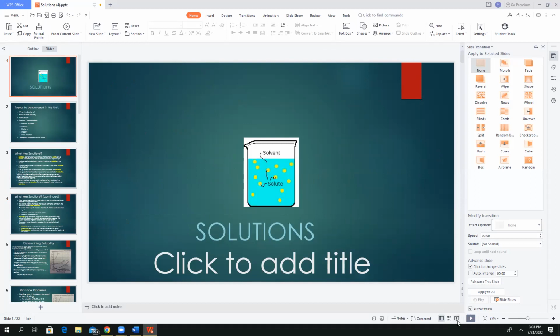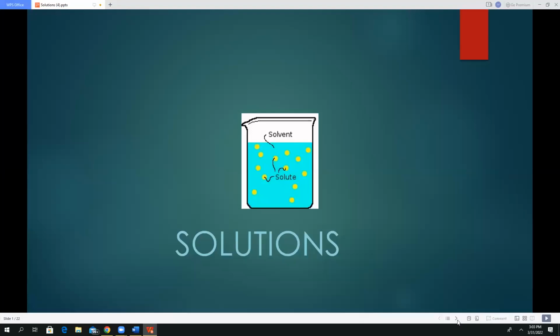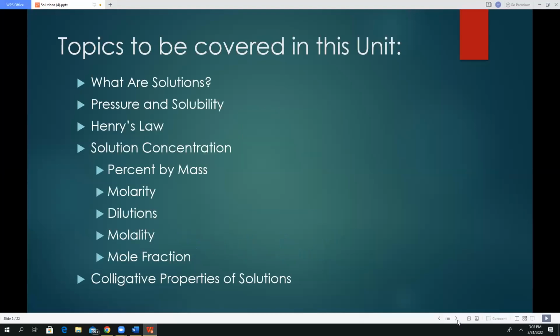Okay. So solutions. As you know, solutions are any combination of two or more things that are usually done in a medium of whatever state, it doesn't matter. You may have gaseous ones, you may have liquid ones, and you may have solid ones, or liquid and solid, liquid and gas, all of the combinations.